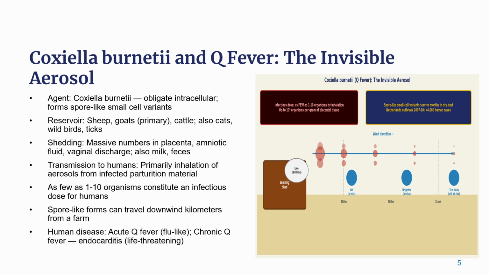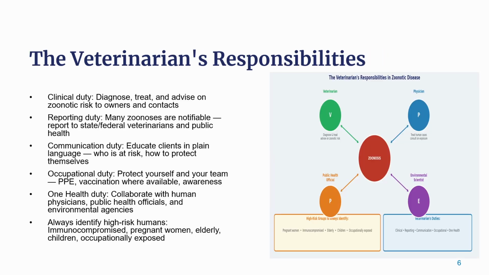Particularly for pregnant women and immunocompromised individuals who face the highest risk of chronic disease. Zoonotic disease doesn't end with the animal. When you diagnose brucella in a dog, you have an obligation to communicate clearly with the owner about the human exposure risk. When you confirm salmonella in a backyard chicken flock, the children in that household need to know about hand hygiene and not letting chickens in the kitchen.